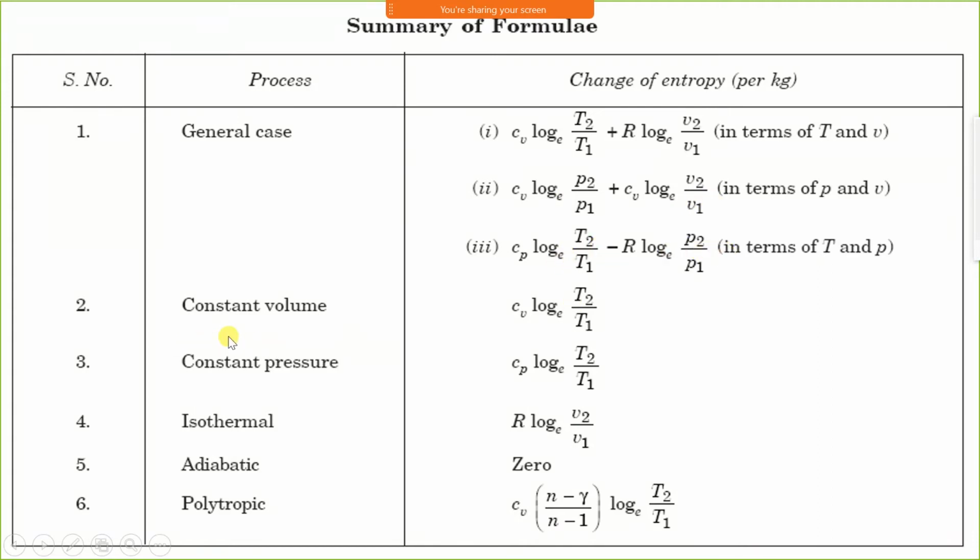Now for different processes: for constant volume, Cv ln T2 by T1, where ln is log base e. For constant pressure, Cp log base e T2 by T1. For isothermal, R log base e V2 by V1, or we can write P1 by P2 also. For adiabatic process, change in entropy is 0. For polytropic process, Cv n minus gamma upon n minus 1 log base e T2 by T1.